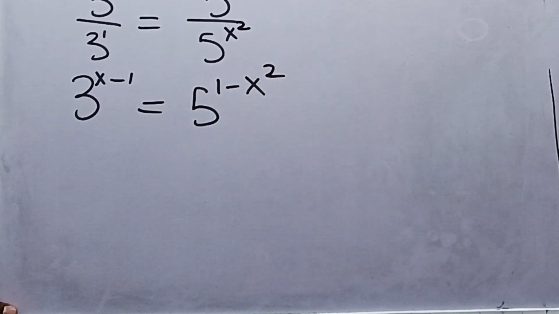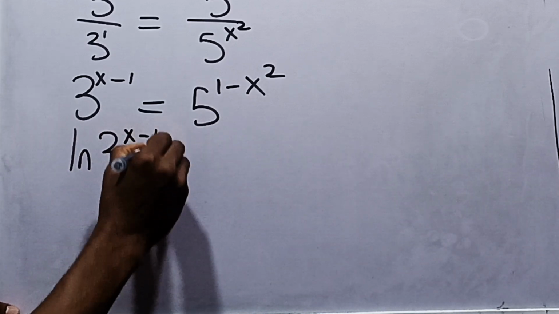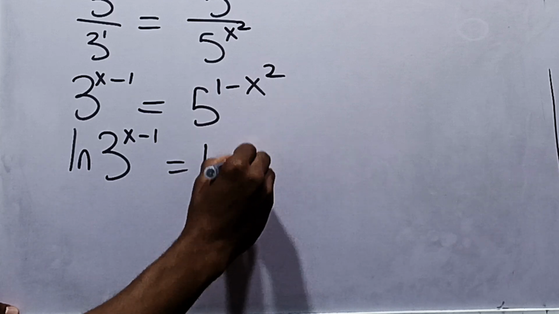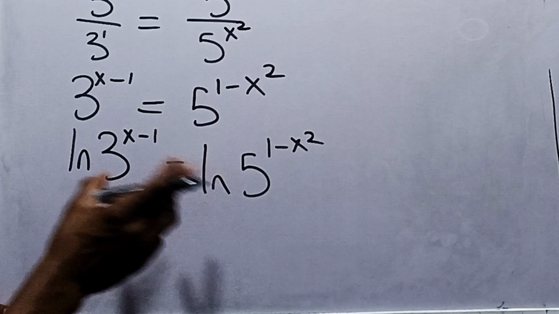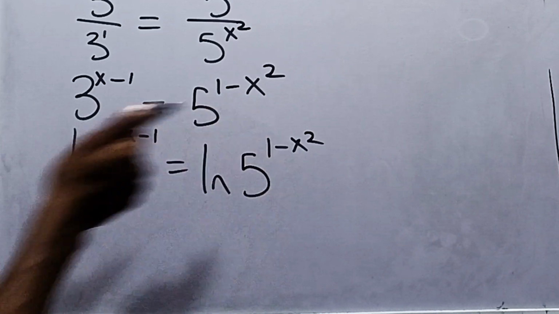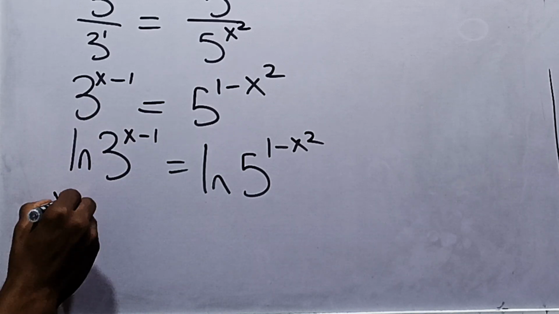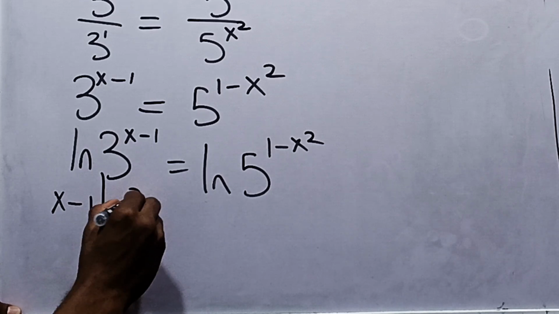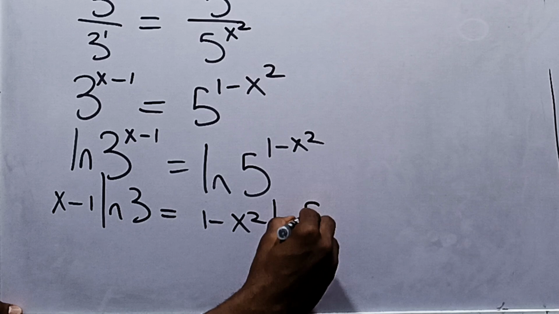Okay? Now, moving on from here, we can say let's now take the natural log of both sides. So we have ln of 3 to the power of x minus 1 is equal to ln of 5 to the power of 1 minus x squared. Alright? Now when you have logarithm of a number raised to a power, it's equal to the power multiplied by the log. So we have that this is x minus 1 multiplied by ln of 3 to be equal to 1 minus x squared multiplied by ln of 5.